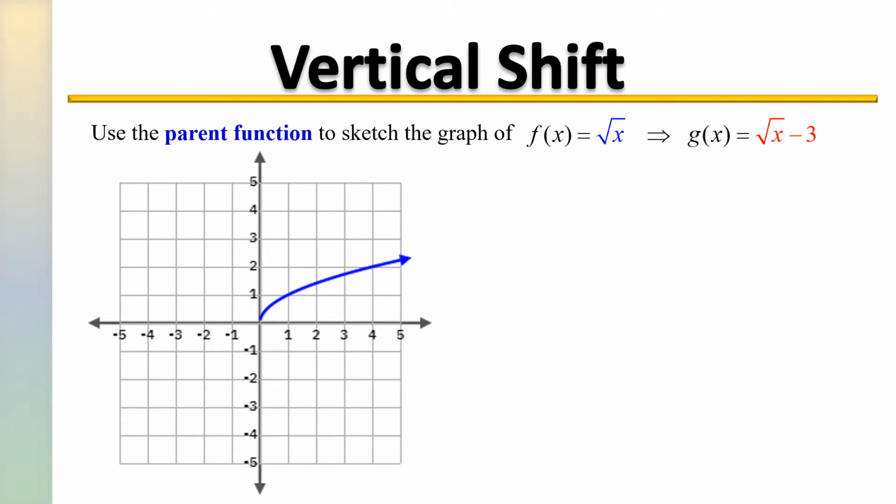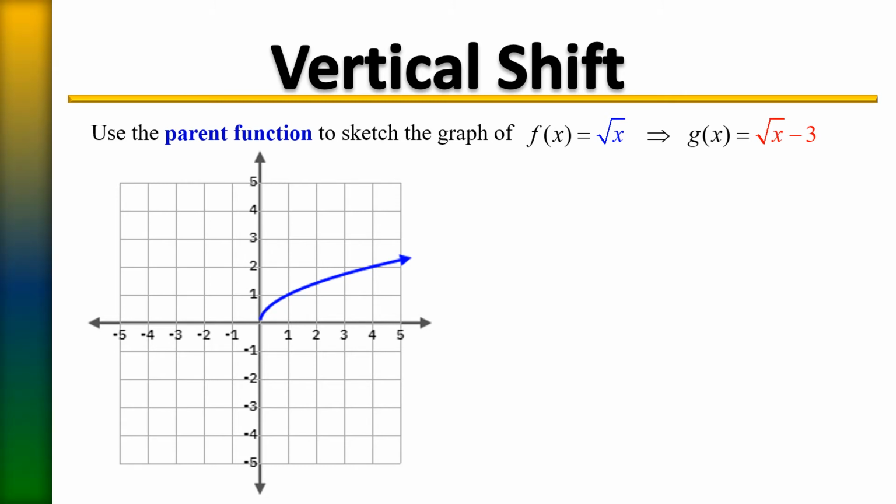So here we have a parent function, f of x equals the square root of x, the square root function, and we're asked to transform this image to g of x, which is the square root of x minus 3. And because we see a -3 there in the back of the function, that indicates that we're going to shift the graph of the square root function down 3 units. We can achieve this by simply taking any 2 or 3 points on the graph and simply shifting them down 3 units. When we do so, it's going to look like so.